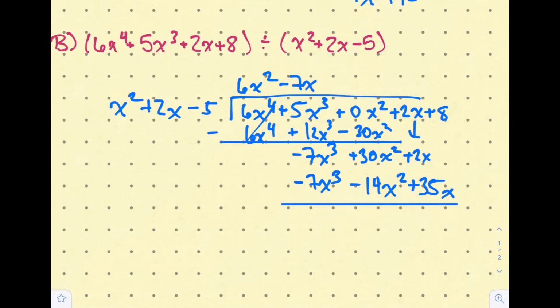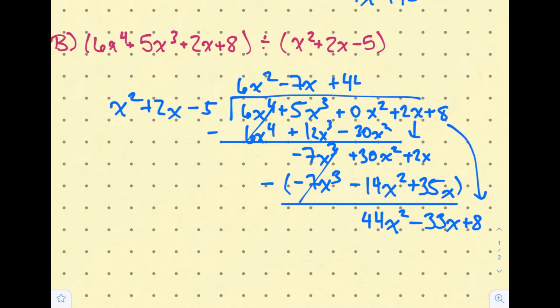We will subtract down. Negative 7x cubed minus negative 7x cubed cancel, as it should. 30x squared minus negative 14x squared is 44x squared. 2x minus 35x is minus 33x. And then we'll bring down our last term, plus 8. And again, how many times does x squared go into 44x squared? The answer is 44 times.